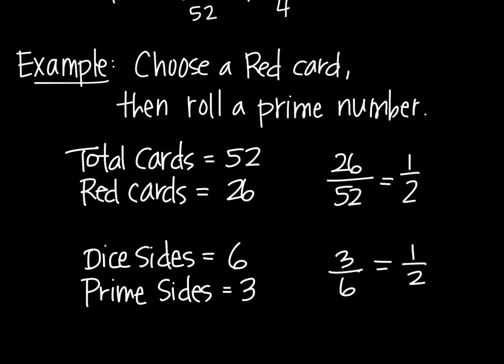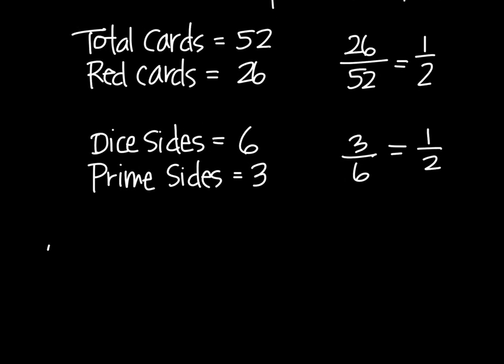So what do I do with these two probabilities? Do I add them or do I multiply them? Well, let's go back to the question. The word and or or is not in the problem, but put the word and or or in there and see what would make sense. Is it choose a red card or then roll a prime number, or is it choose a red card and then roll a prime number? This is and. And because it's and, this is multiplication. And so even though the word and wasn't there, we infer that the word and is there, which means we take our two independent probabilities and we multiply them together. And so the probability of both of these events happening in a row is 1 out of 4, or 25%.